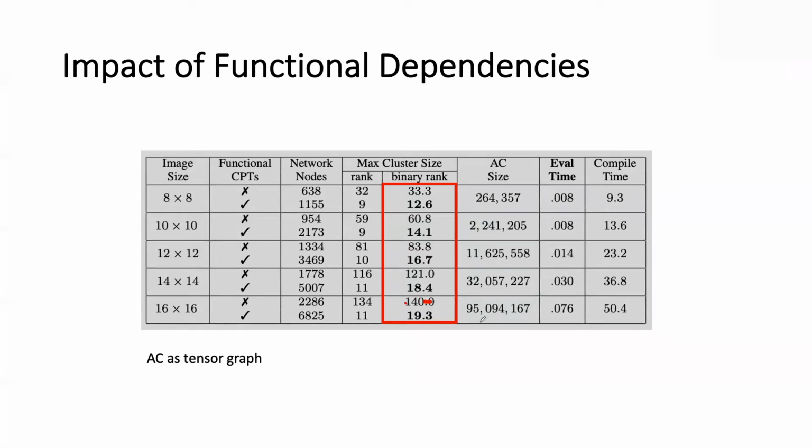These are ACs that are represented as tensor graphs, and look at their evaluation time. This is actually on a CPU, right? Almost 100 million nodes, 76 milliseconds, right? This is pretty significant, very, very significant. And that's because of the tensor graph representation as opposed to the classical representations. All right, so I hope that this gives you an idea.